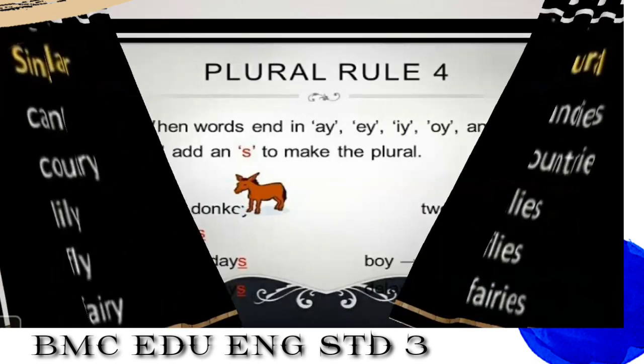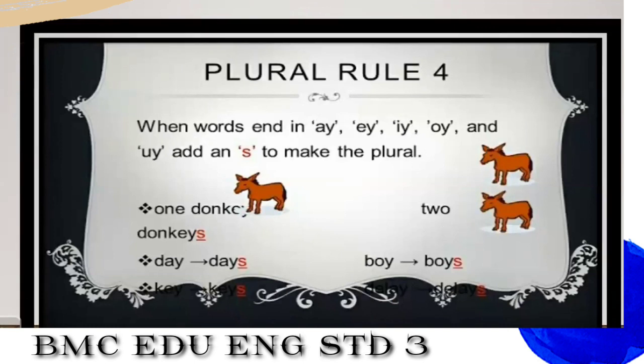Now let's see the next rule. What does the next rule say? See, when words end in AY, EY, IY, OY and UY, add an S to make the plural form. Here also the words are ending with Y, but the difference is what? The vowels are coming before the Y. A, E, I, O, U. These are the 5 vowels. So these 5 vowels are coming before the Y. So that's why we are adding S to make the plural form.